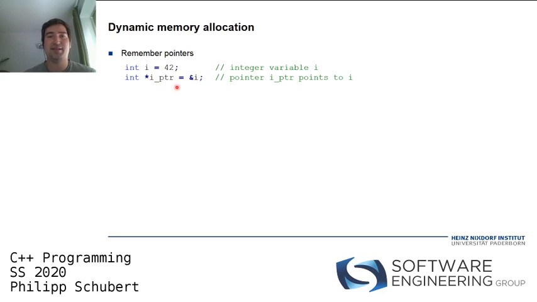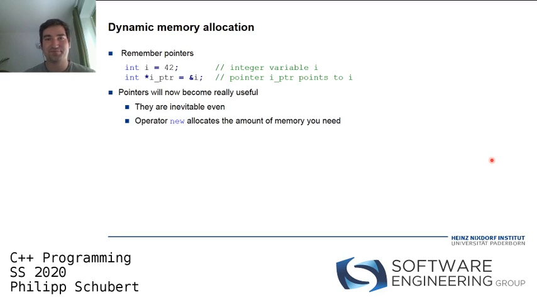And we let this pointer variable point to the address of i. So this thingy here points to i. And this ampersand here is the get-address-of operator. So get the address of i and store it into that pointer variable. Pointers now become very useful, or to put it in other words, if we had no pointers, we couldn't use dynamic memory allocation. So they're inevitable.